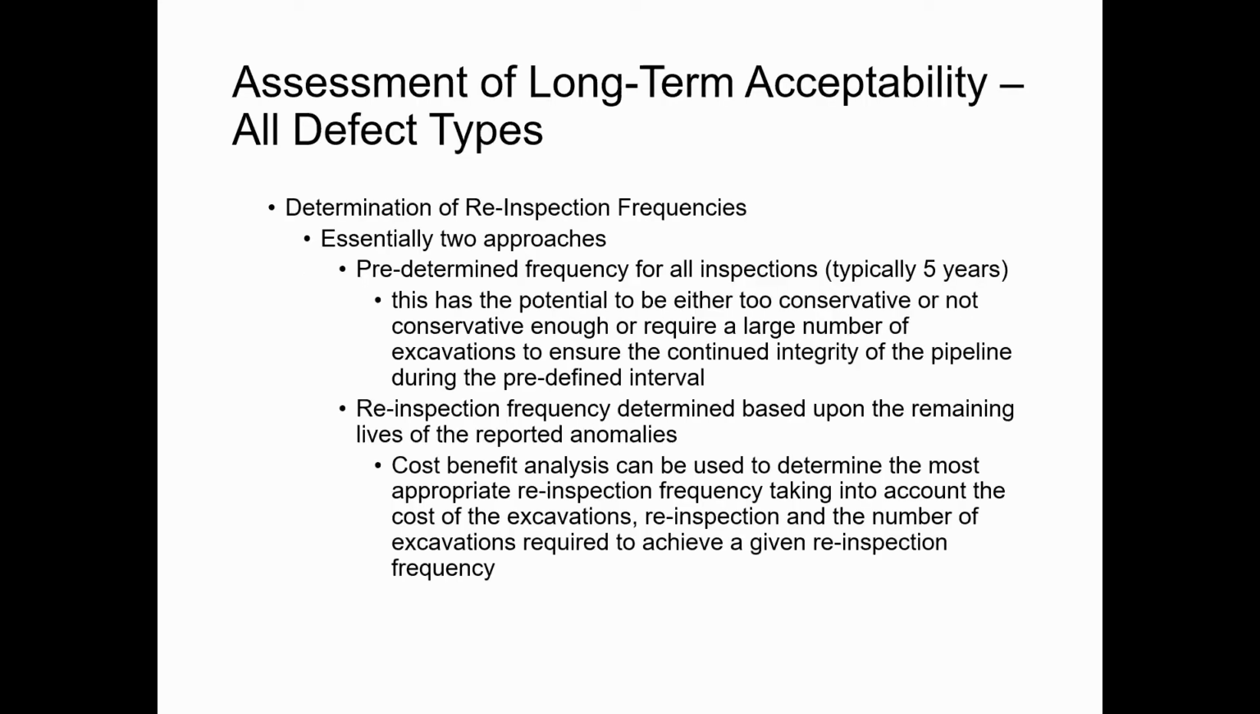Regarding determination of reinspection frequencies, this is another issue that comes up frequently. There's essentially two approaches. One is a predefined frequency for all inspections, which typically seems to be 5 years. This has the potential to either be too conservative or not conservative enough, or require a large number of excavations to ensure the continued integrity of the pipeline during the predefined interval. The other is reinspection frequencies determined based on the remaining lives of the reported anomalies. This would allow you to do a cost-benefit analysis to determine the most appropriate reinspection frequency, taking into account the cost of the excavations, the reinspection, and the number of excavations required to achieve a given reinspection frequency.